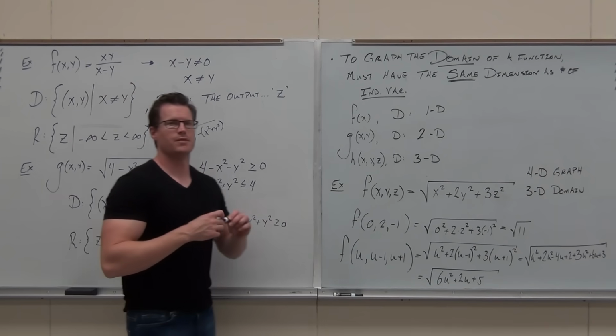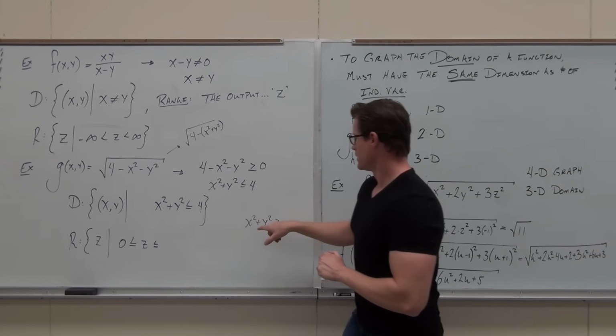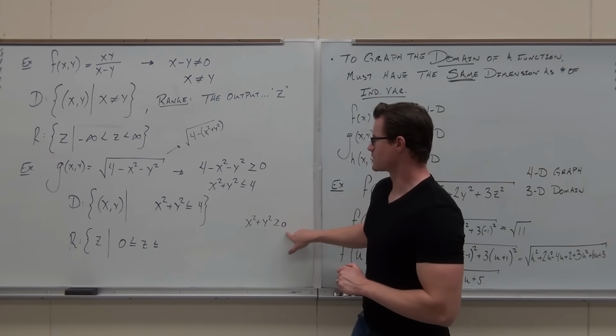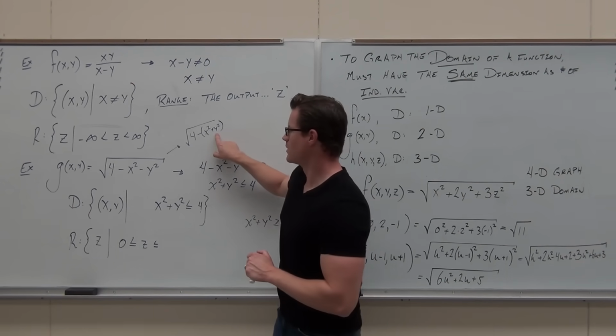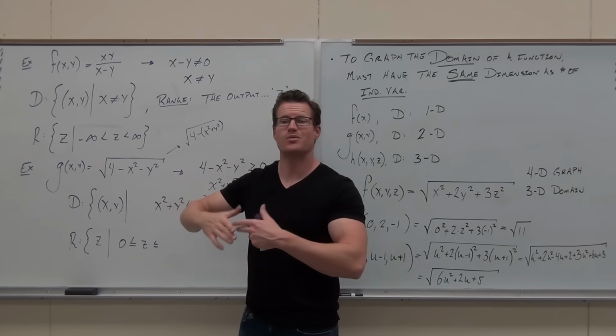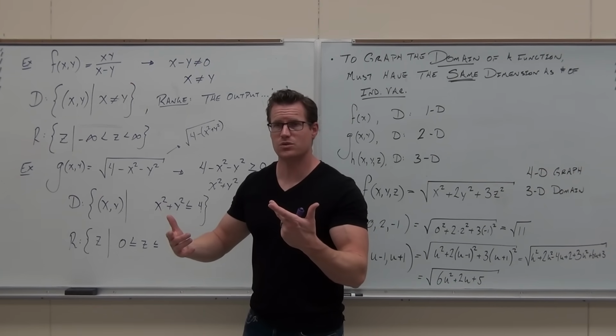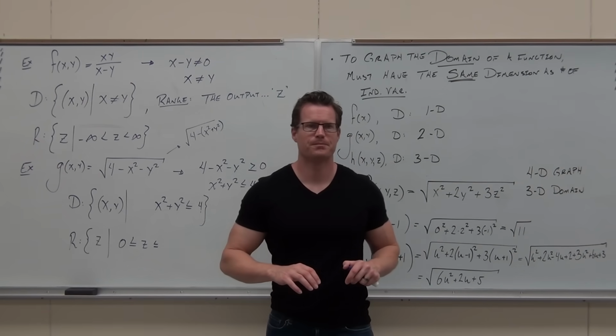What's the maximum that this could be? Notice, the smallest this can get is 0. So if the smallest this can get is 0, what's the maximum this range, this outcome, could be? Not 4. What is it? 2. Because, did you follow that?